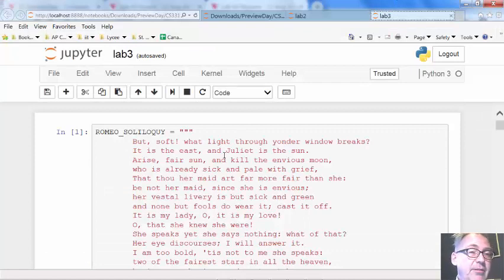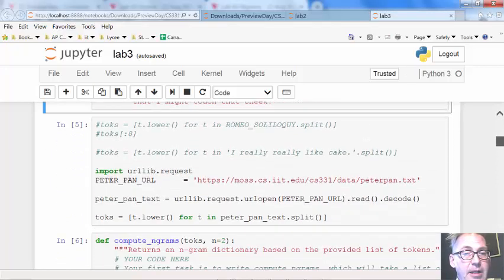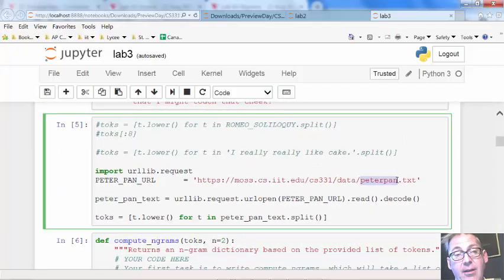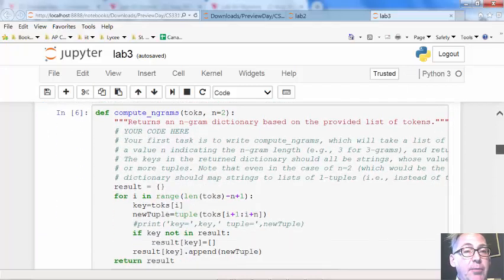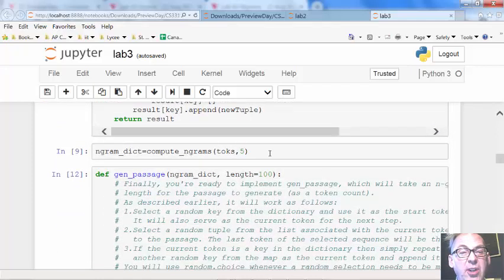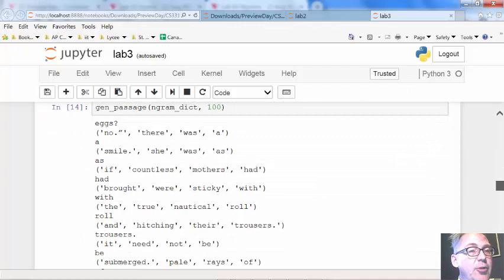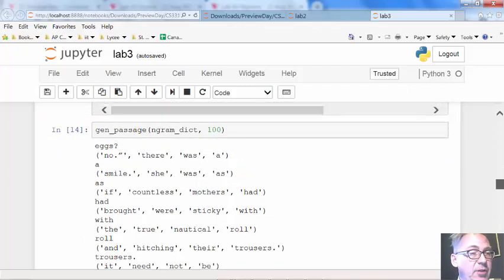So I'm going to do it with the soliloquy from Romeo and Juliet, from Romeo's soliloquy. I'm going to read that in. And then I'm also going to read in the whole full text for Peter Pan. So it's large, Barrie's Peter Pan, the full text. And then I'm computing these n-grams, and the default is length 2, but actually the one I'm going to do is length 5 n-grams. So that means one word, what are the next 4 words that come? What are the possibilities for the next 4 words? So I'm calculating these n-grams, and then I can use that to generate a passage of some kind.